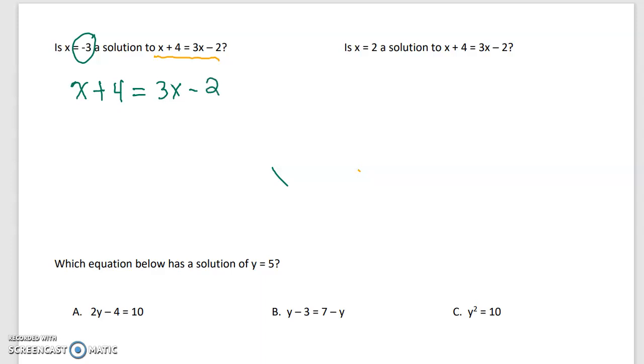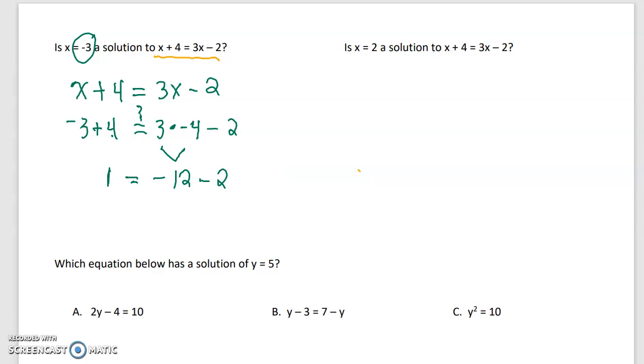So we want to know if negative 3 plus 4 is equal to 3 times negative 3 minus 2. So we're going to follow our order of operations for each side. So negative 3 plus 4 is 1. Remember, a negative plus a positive, I subtract. On this side, I'm going to only just do one thing. 3 times negative 3 is negative 9. Bring down my minus 2.